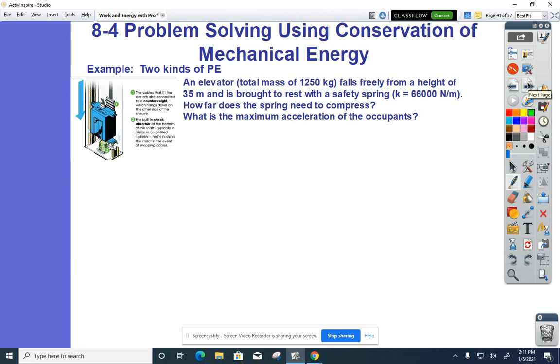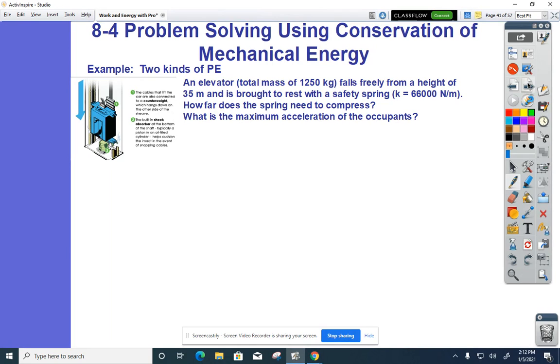Sorry about that. But here we have an elevator, 1,250 kilograms with people inside of it. Unfortunately, it falls from a height of 35 meters. It's brought to rest with a safety spring, 66,000 newtons per meter. How far does the spring need to compress? And importantly, from a safety standpoint, what's the maximum acceleration of the occupant? So quite a bit going on here.